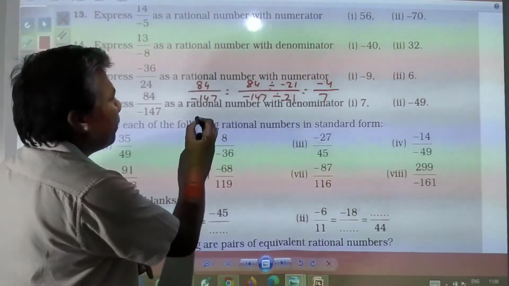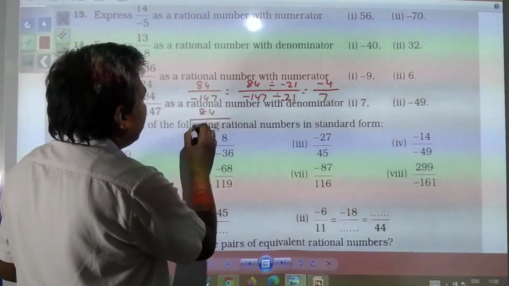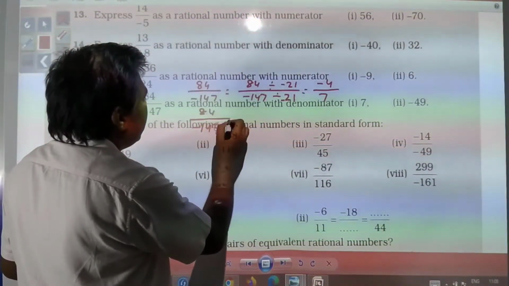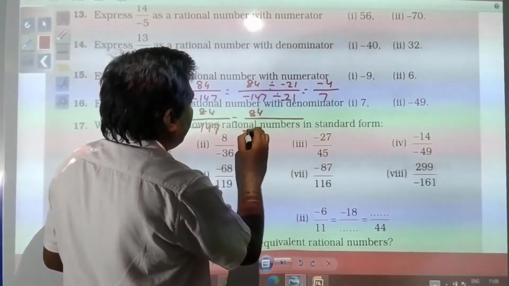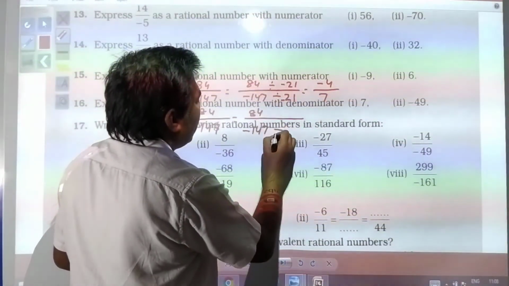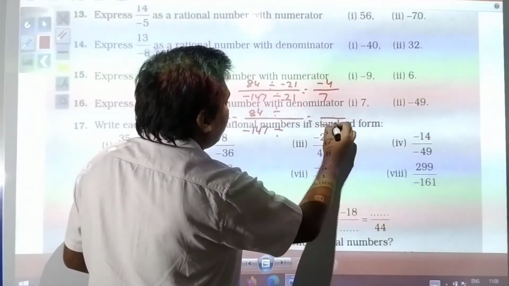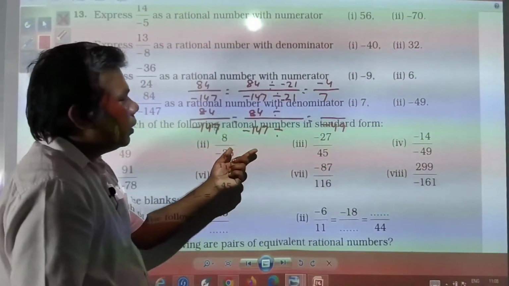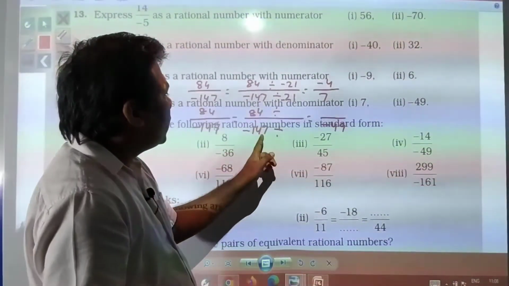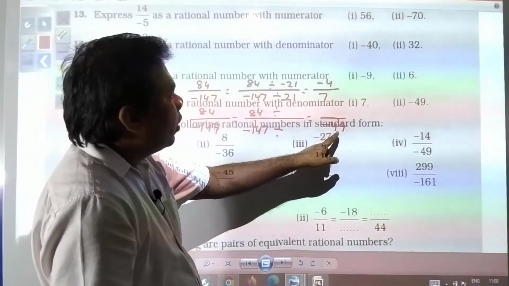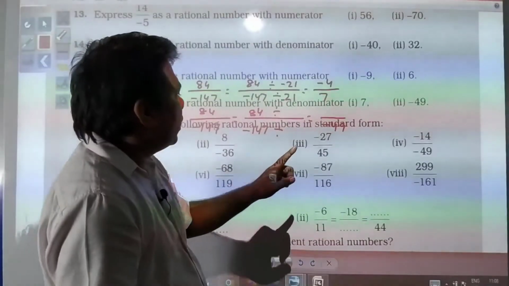Then you have 84 by minus 147 is equal to 84 by minus 147. What number will be required over here, so that you will get minus 49. Here you see, for getting minus 49, what number will be required? So this 147 is required to be divided by 49.